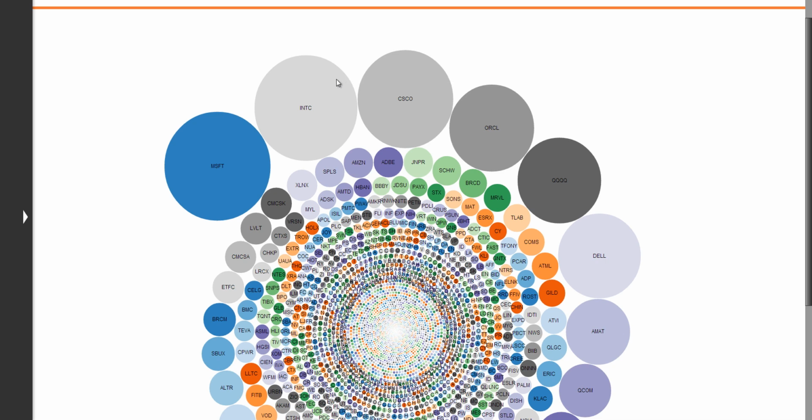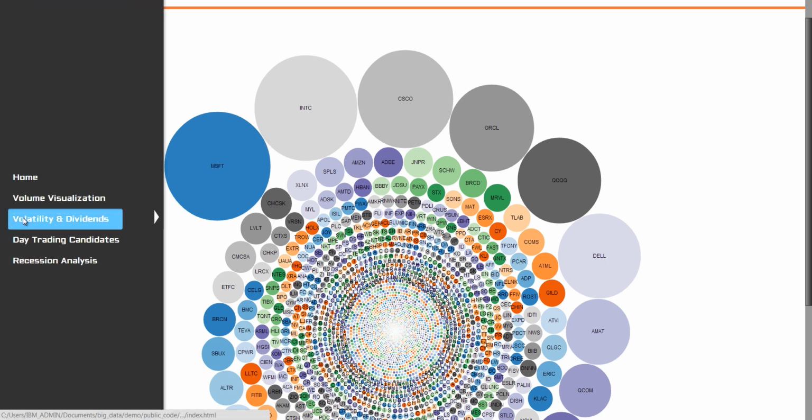You may know already that D3.js is a very popular JavaScript library for writing data-driven apps nowadays. So this is real market data. The larger the bubble, the more liquid the stock is. And we can see that Microsoft was the most liquid stock on NASDAQ these past 30 years. Let's take a look at a second visualization.